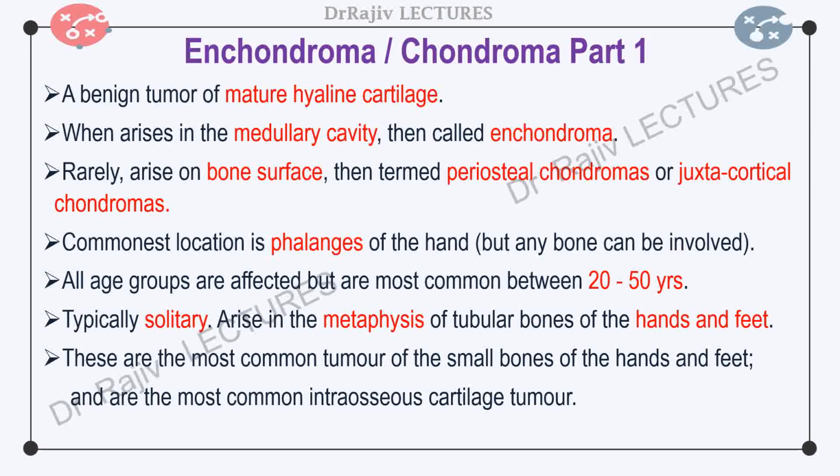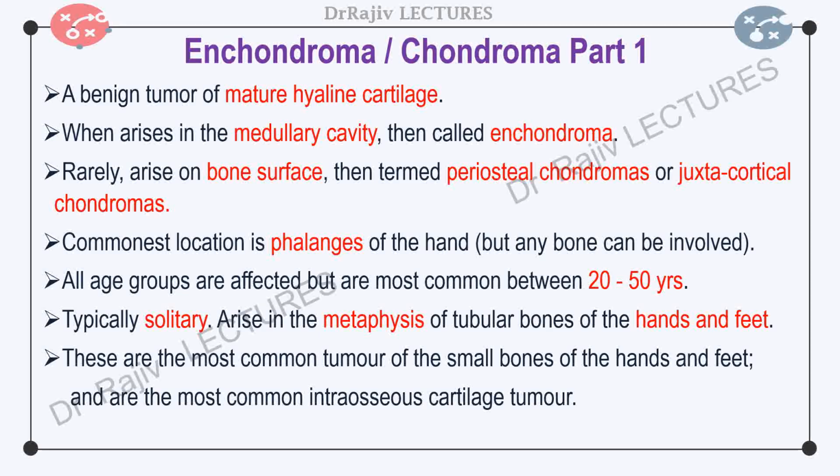The chondroma is a benign tumor of mature hyaline cartilage. They usually arise in the medullary cavity of long tubular bones from rests of chondrocytes, where they are called enchondromas. Rarely, they may also arise on the bone surface, where they are termed periosteal chondromas or juxtacortical chondromas. The phalanges of the hand are the most common location, but any bone can be involved.